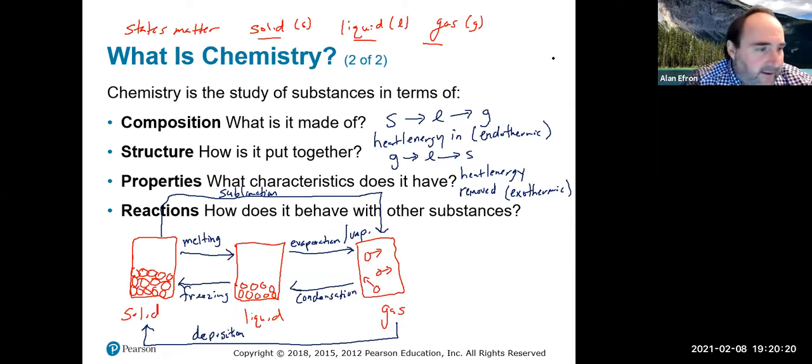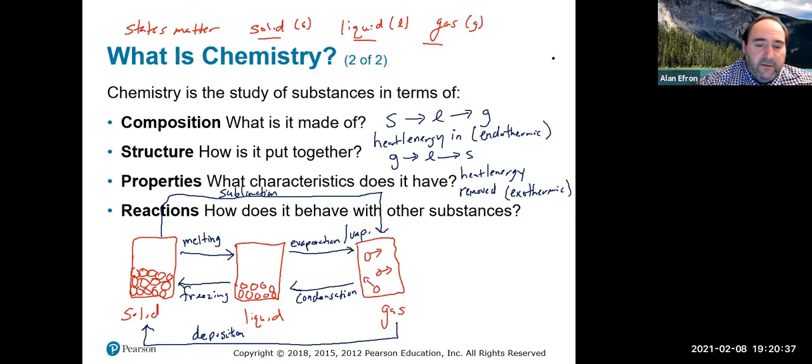So same idea, if you take, say, liquid water and you want to make ice cubes, right? You put it in the freezer. When you put that in the freezer, you're essentially removing energy from the water molecules and they go from the liquid state to the solid state and they start to freeze.